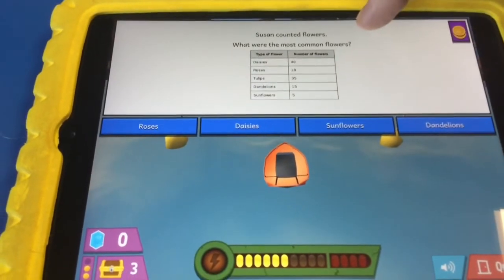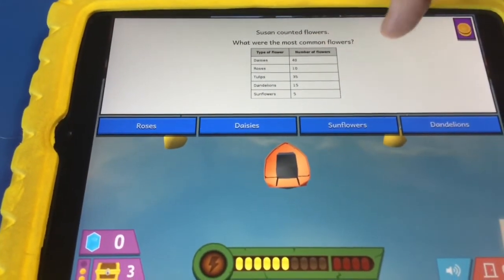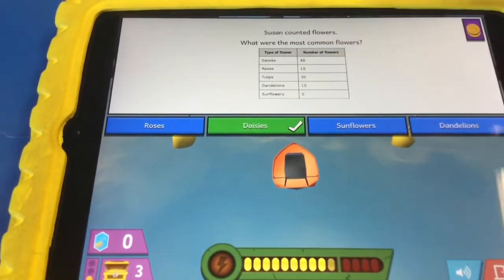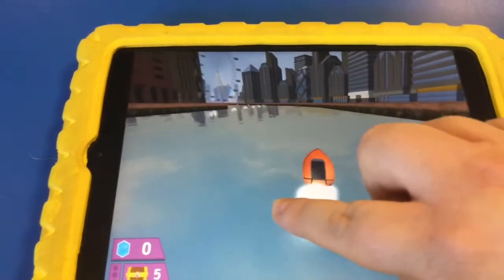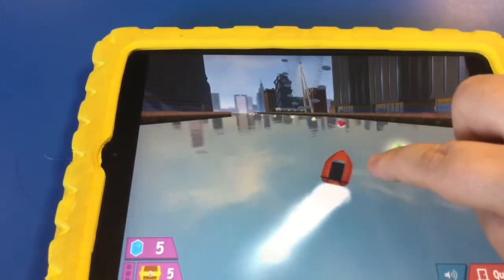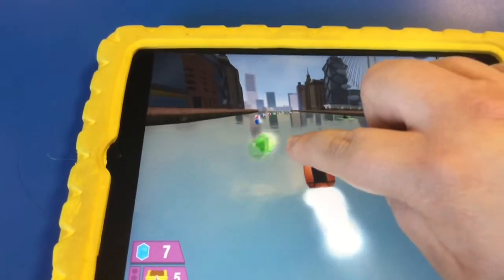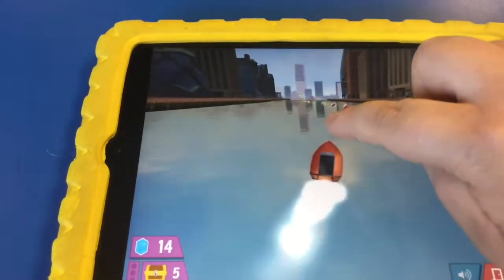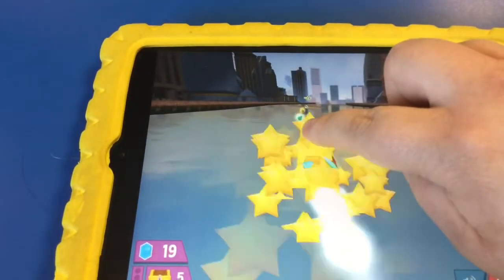So Susan counted flowers. What were the most common flowers? So the answer should be daisies. And then they can play the game and collect points. Through collecting points and coins, pupils can then spend money on things in the game, like clothes and things. So the pupils engage with this resource pretty well.